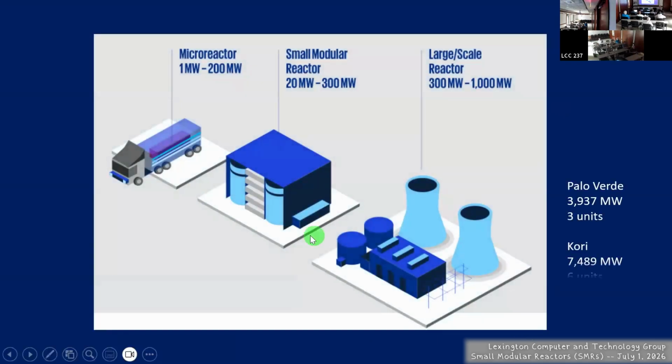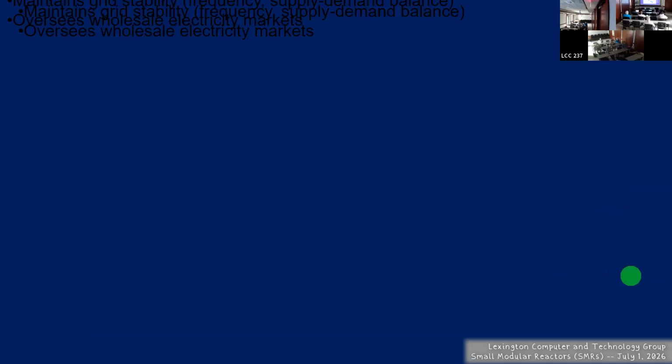Okay, thank you. Now, we have our military grade here, the microreactor. Put it on a truck and drive it to your base. SMRs and the large reactors. Now, Palo Verde, the large reactors, 3 units, they're all about 1,500 megawatts. And the one in Korea has 7 units, each one about 1,200, 1,300 megawatts. That's a big one. Is that about Palo Verde, California? Yeah.